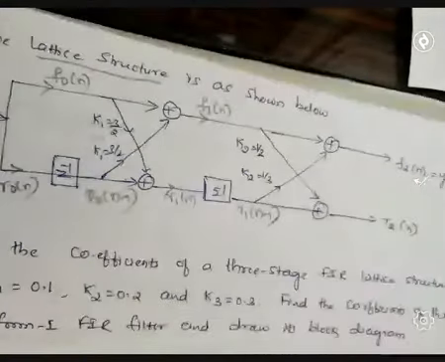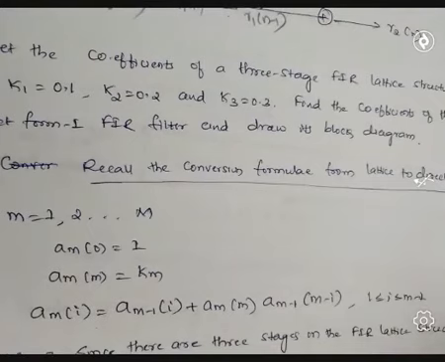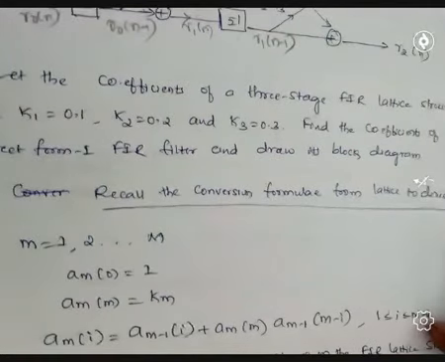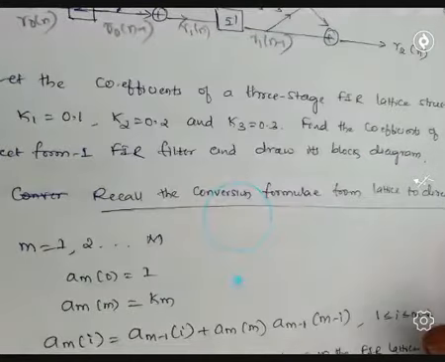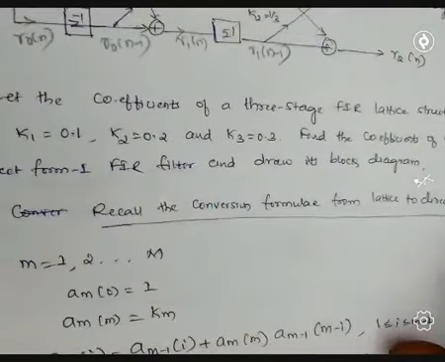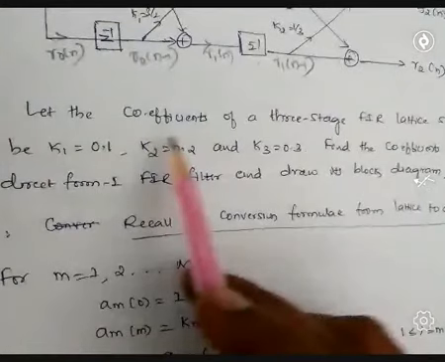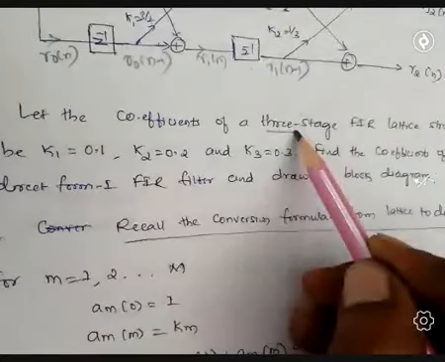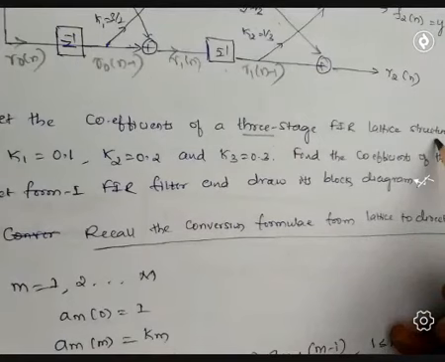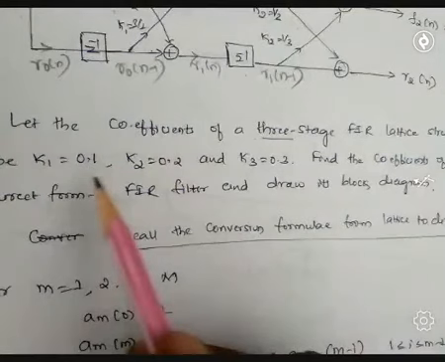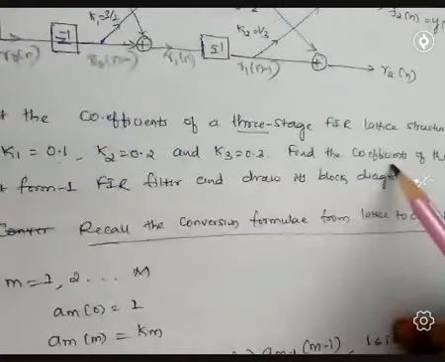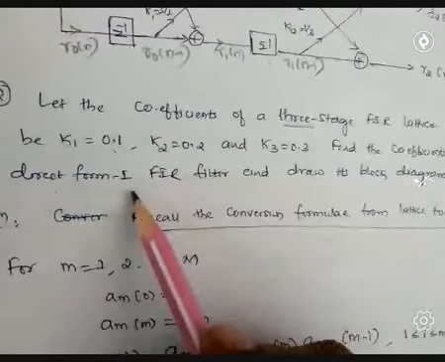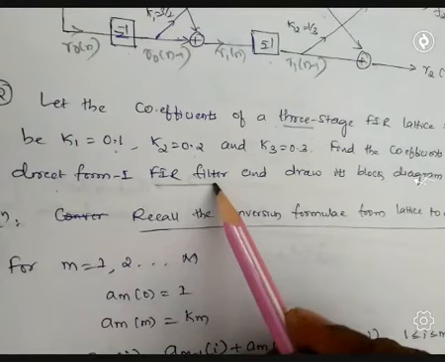Next, we'll move on to the next problem, vice versa. If coefficients of the lattice structure are given, then how to calculate the direct form and sketch the block diagram. Let's see the problem. Let the coefficients of a three stage FIR lattice structure be K1 equal to 0.1, K2 equal to 0.2, K3 equal to 0.3. Find the coefficients of the direct form 1 of the FIR filter and also draw its block diagram.